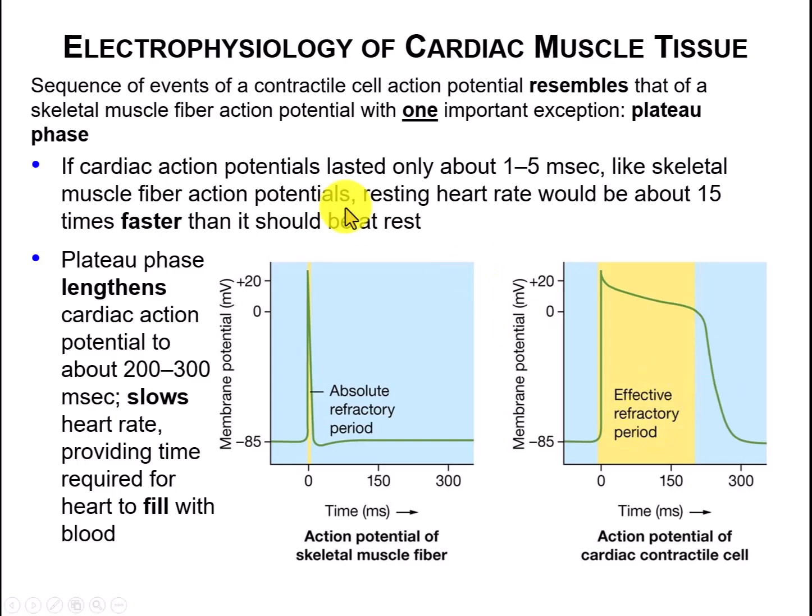And so if our heart had an action potential similar to skeletal muscle, it would beat about 15 times faster than it does normally. And that plateau phase, as I mentioned earlier, slows that action potential down to about 200 to 300 milliseconds, giving time for the ventricles to fill with blood, allowing them to fully fill before the action potential travels through the ventricles, causing them to depolarize and then to contract, systole, and eject the blood out of the heart.